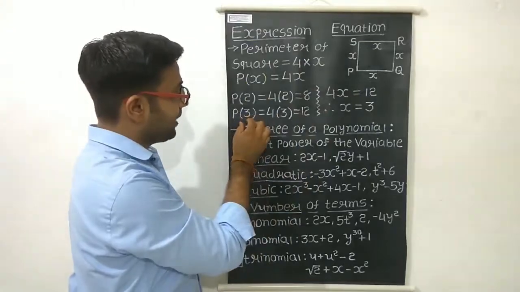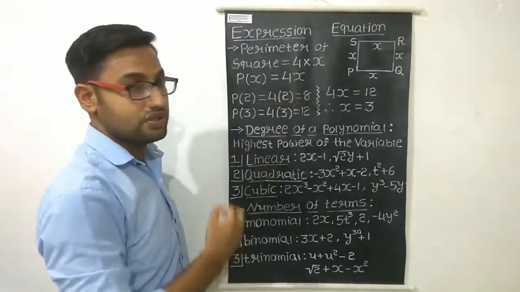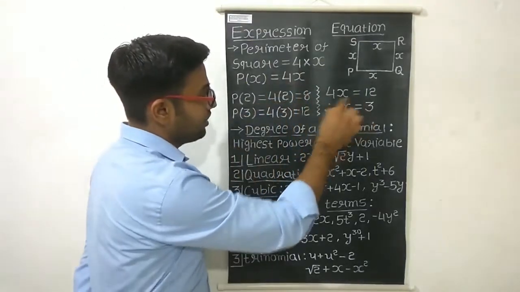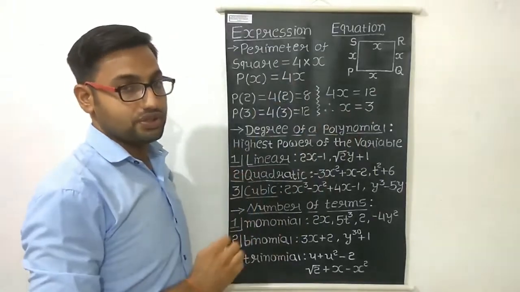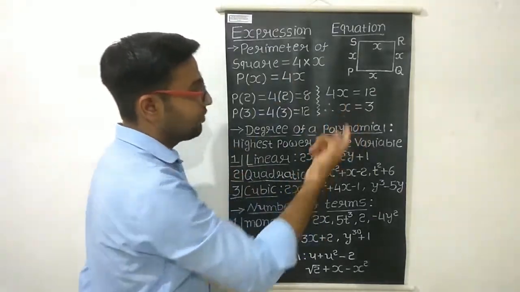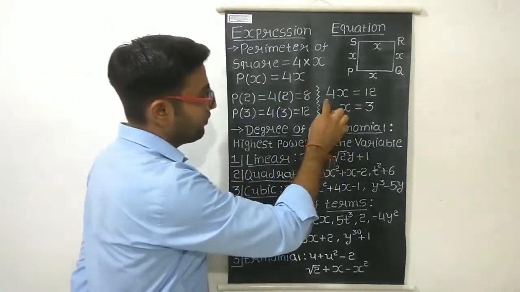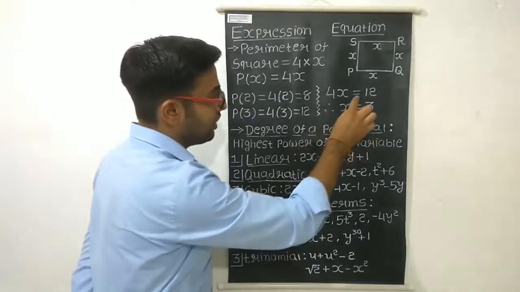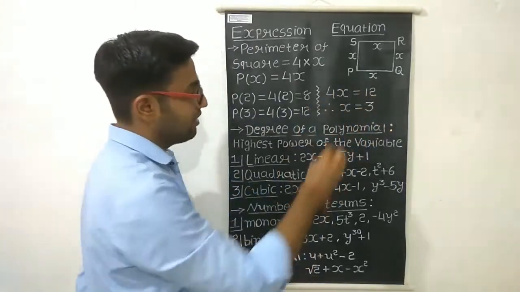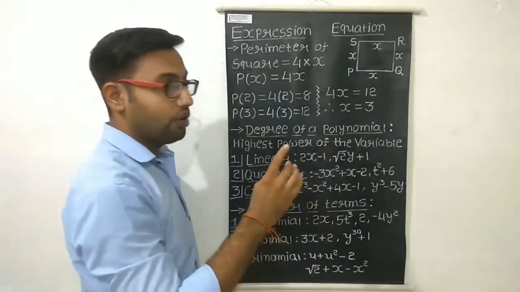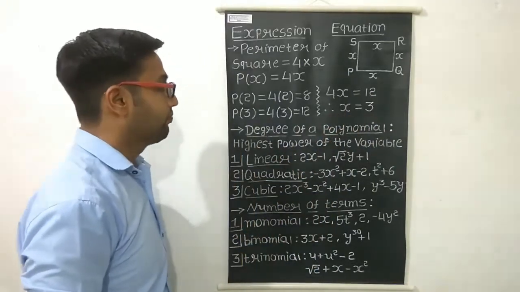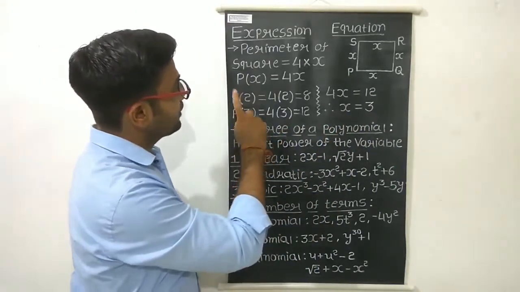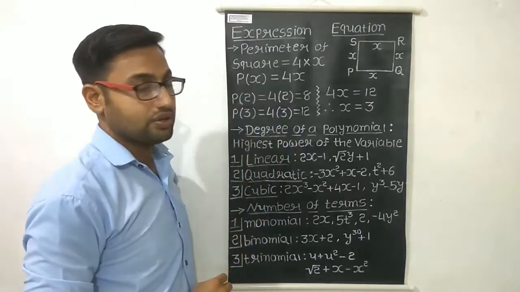As we change the value of x, the expression value will change. And in an equation, the value of the variable is fixed. We cannot take any other value of x here, because 4x equals 12. We fix the value with some number, and that is why we get only one value of the variable. So this is the basic difference between expression and equation.